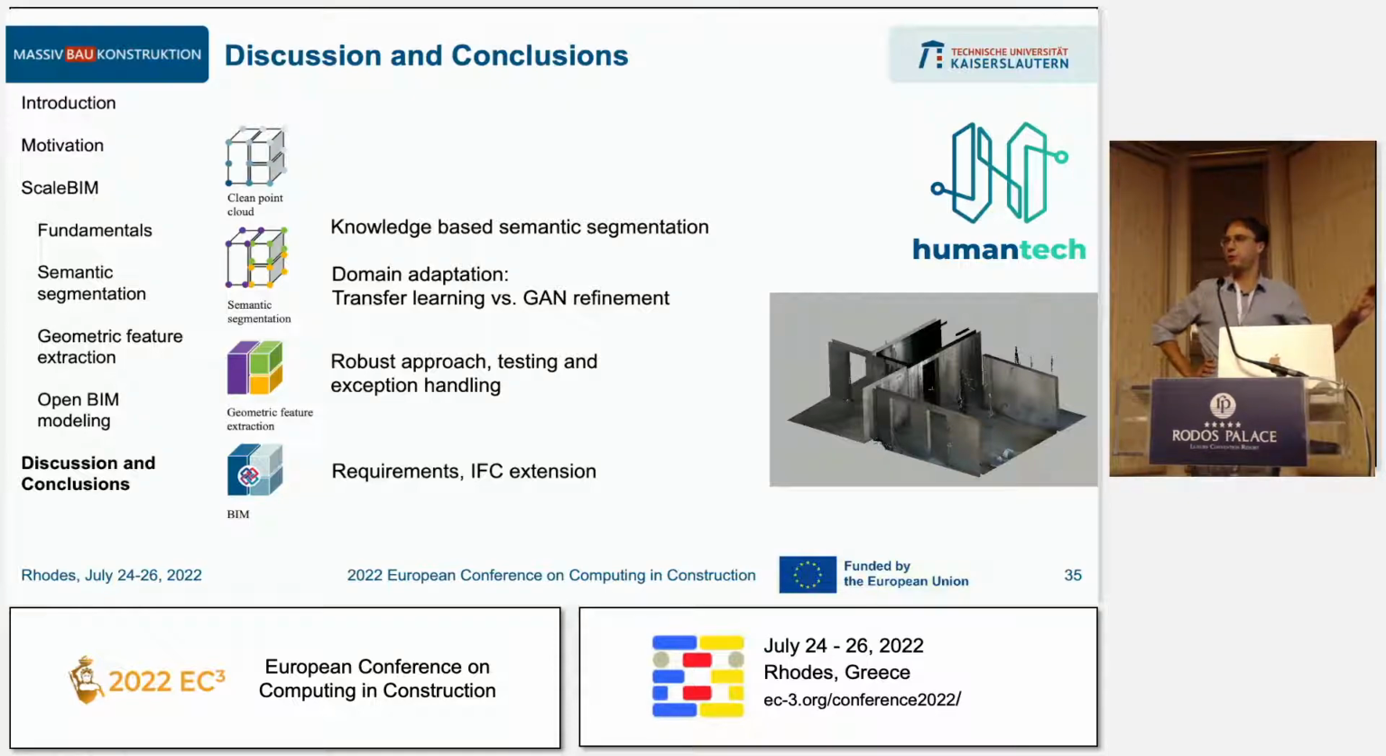Now for geometric feature extraction, we have observed that our approach is pretty robust, but we need to do testing and exception handling, obviously, because in natural buildings there are a lot of different features. And in terms of BIM modeling, it's all down to the requirements of the customer that we have to take a closer look at. Also, we have to think about the IFC format and maybe extending it, because IFC was not meant to work with as-built data. It's actually for design data. So we have to look for ways to integrate deviations of objects into the IFC standard.